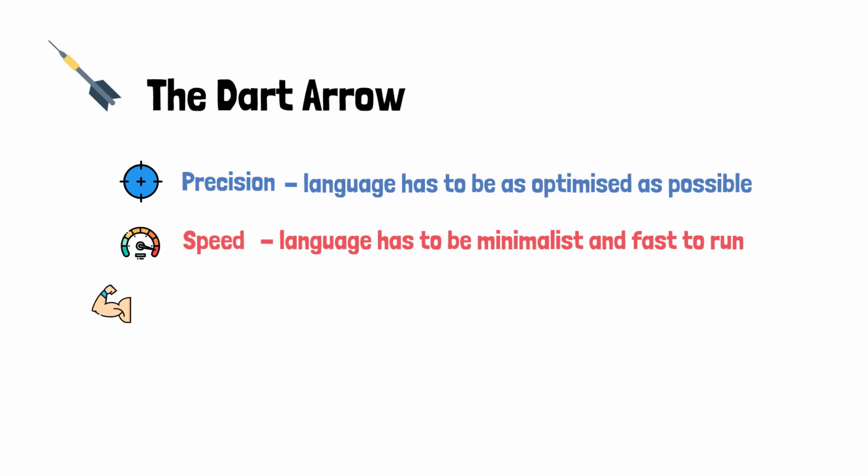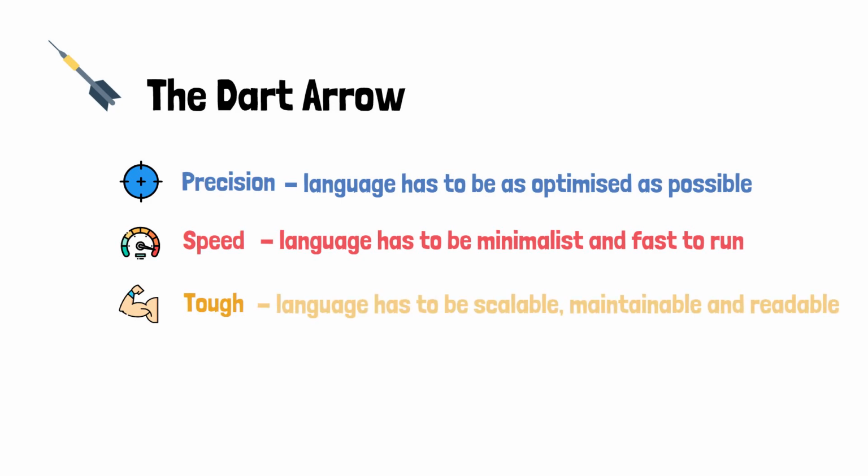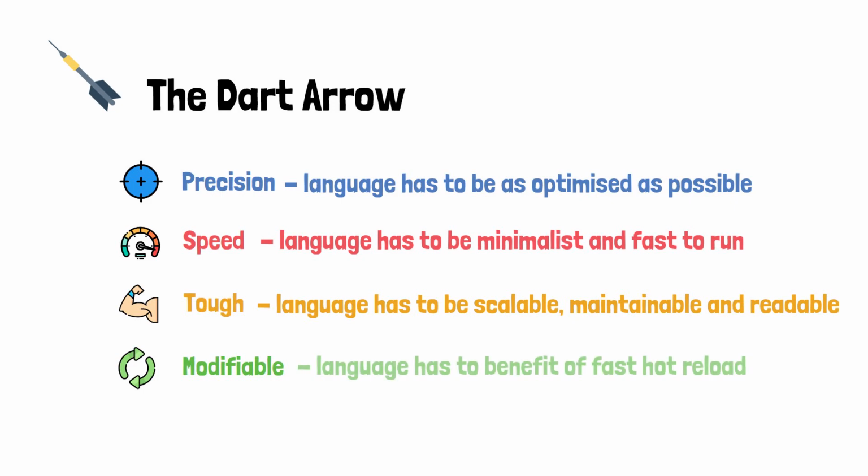It also has to be tough. Even though the dart arrow is small sized, when thrown at the board, the last thing a player wants is for it to completely shatter into pieces. This translates into the language being stable enough to maintain scalability, maintainability, and readability over time. Not only that, but the player can retrieve the arrow back and throw it again and again as many times as needed. The dart has to behave the same way each and every time. Thus, the Dart language's amazing feature of hot reload.